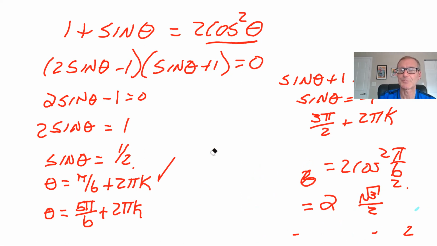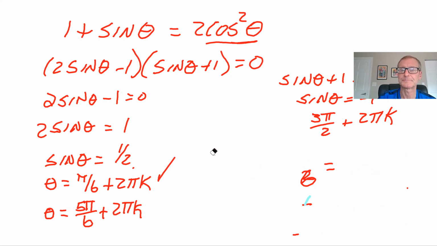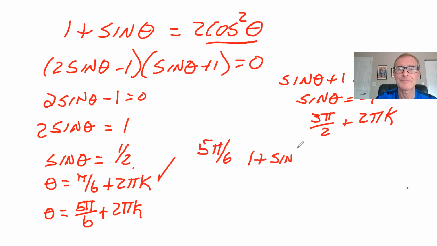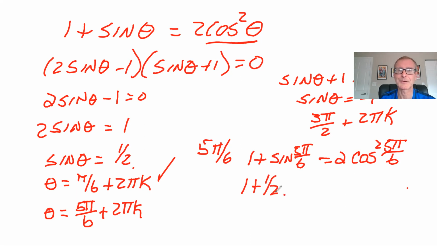Okay, so let's do this one, quick check. Let's see what we got. Wish my whiteboard was bigger. So this would be 5 pi over 6. And so again, 1 plus sine of 5 pi over 6 equals 2 cosine squared of 5 pi over 6. So what do we have in this case? Well, sine of 5 pi over 6 should be plus 1/2 again, right? Because that's what we ended up with. That's in quadrant 2. So that would be just like sine of 30 degrees.